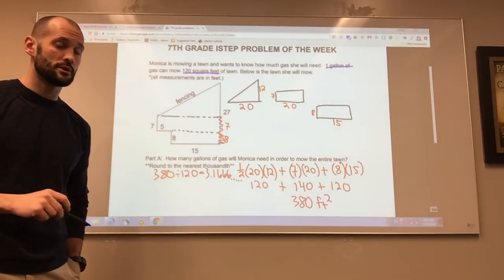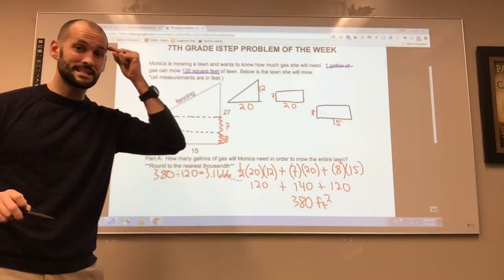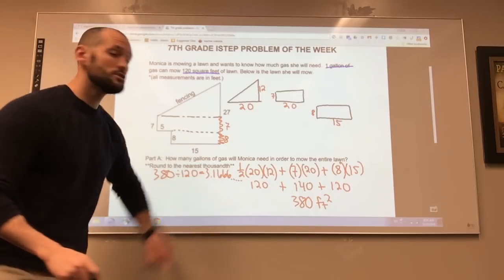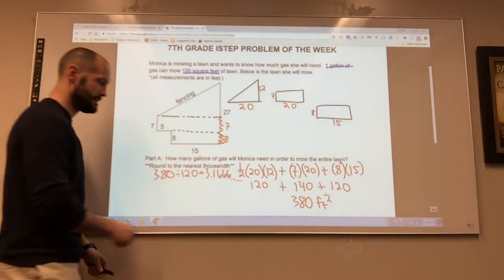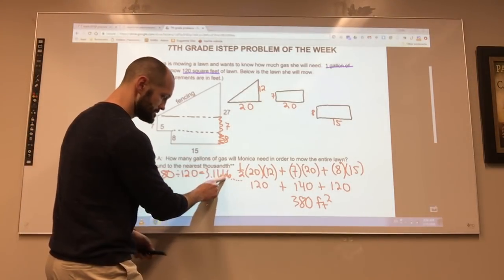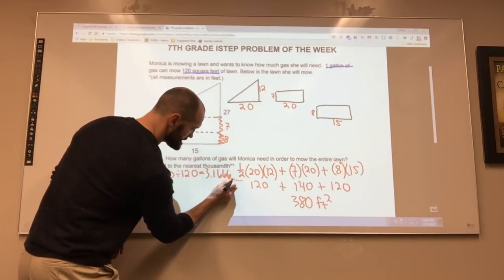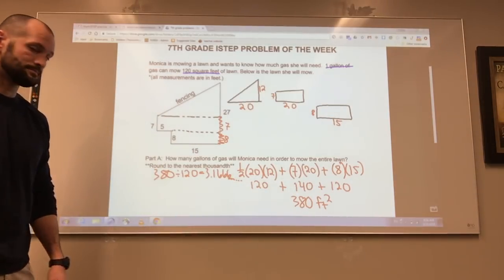Careful, they gave us a weird one to round to. There was a lot in here. You had to stay locked in for quite a while. Nearest thousandth: tenths, hundredths, thousandths. So I need to look at the ten-thousandth place to decide where to round.